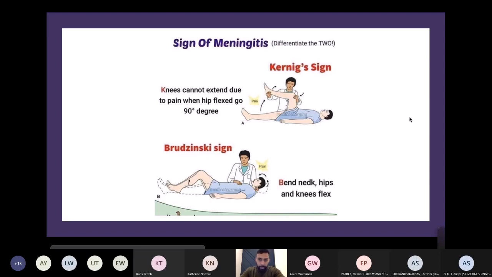Another one you can do is Brudzinski's, which is bending the neck. If it's an elderly patient, or someone that's hard to get the hip up for those things, have the patient nice and flat. You just try and bend their neck up, and in response they may flex their knees. Again, this is a compensatory response to reduce some of the tension going through the meninges, and that is another sign that leans you towards this meningitis-like picture. So that's two things.